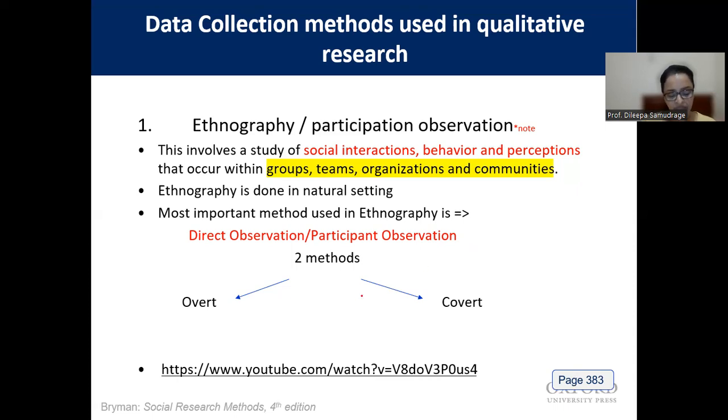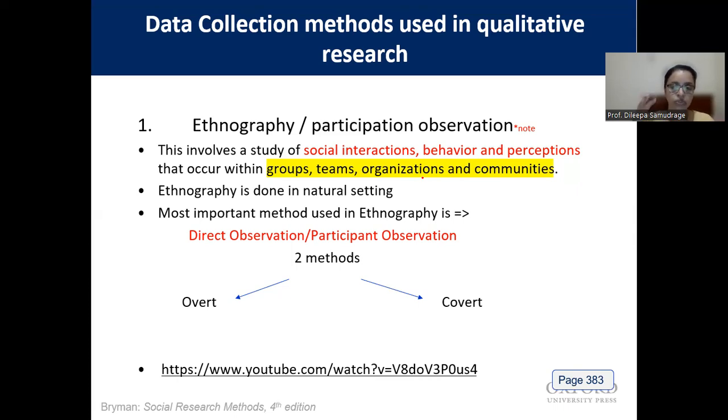The most important method used in ethnography is direct observation, right? Direct observation is very important. So write down that one. Direct observation. The most important method used in ethnography is direct observation. So you become part of the setting.